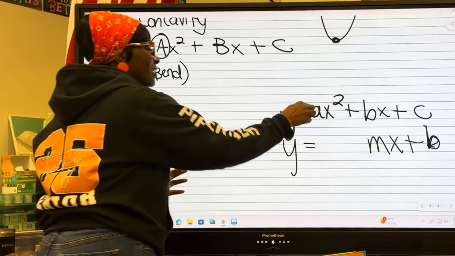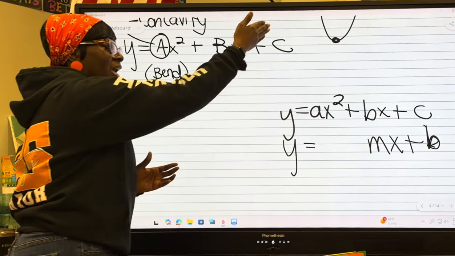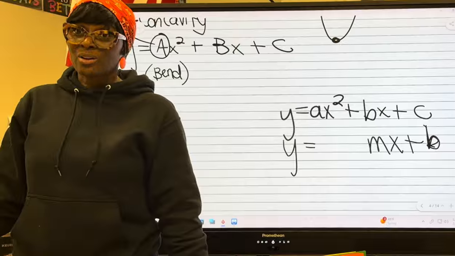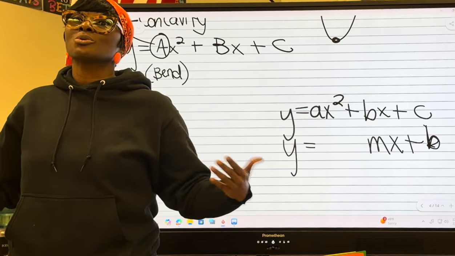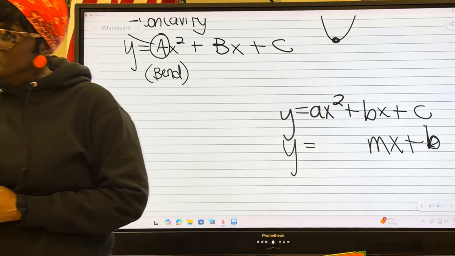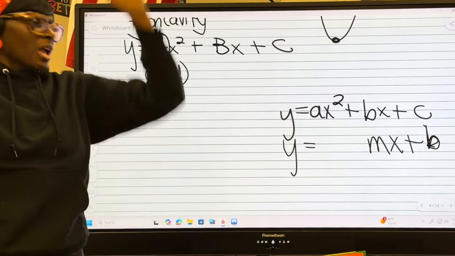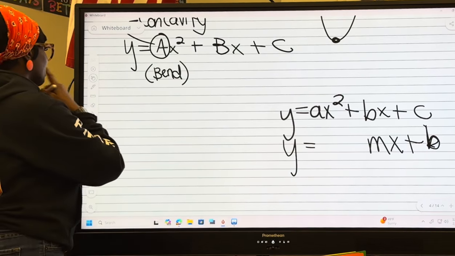So an A of 0 is really a linear function, right? If it's greater than 0, it U's up. If it's less than 0, it U's down, right? But the width, how wide it is, depends on how far from 0 it is. The further it is from 0, the greater your bend. Are y'all following me? I want to give you an example of that.